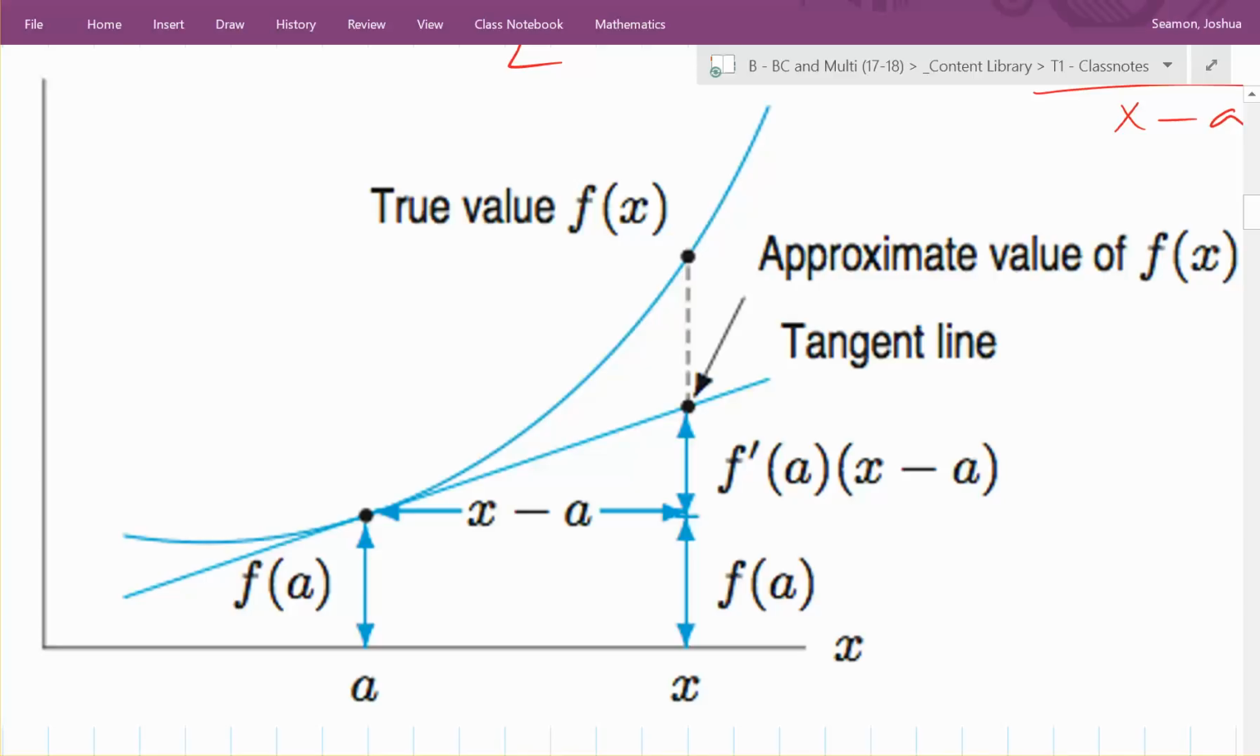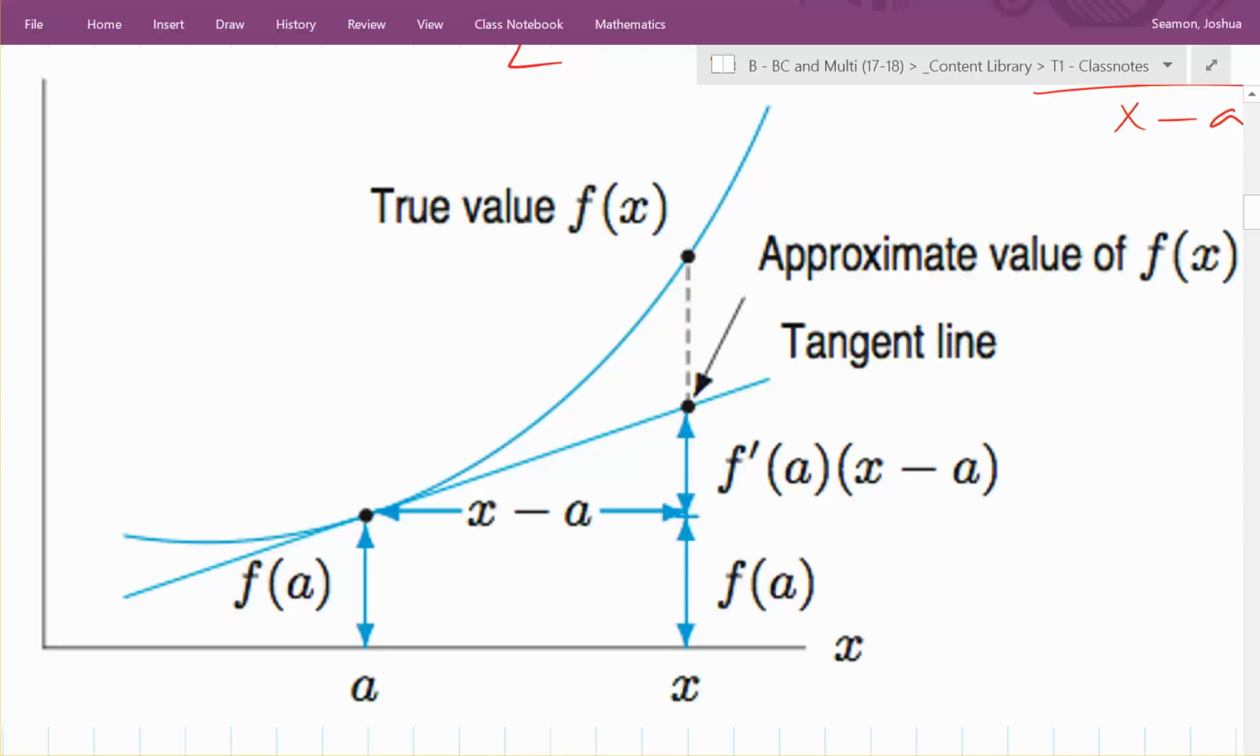For example, let's say this function was crazy complicated, but you were only interested in working with the numbers around x equals a. What could you use instead? Instead of using this function, you could use the tangent line. There it is. So you could use the tangent line to approximate this function around that point.